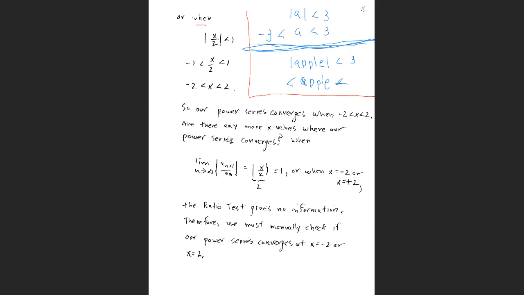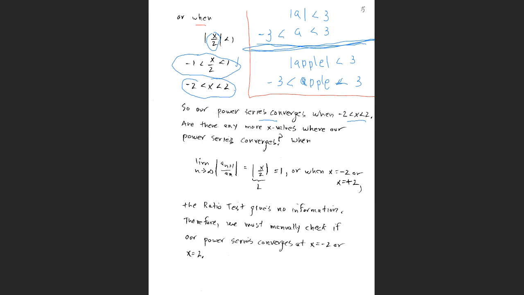-3 and 3. That's right. Now, why do I do that with the apple? Well, I think of this x over 2 as like my apple. And if the absolute value of x over 2 is less than 1, then x over 2 has to be between -1 and 1. And then if we multiply through the inequality by 2, which won't change the inequality signs, won't switch them because 2 is positive, that means x is between -2 and 2. And so this means our power series converges when x is between -2 and 2.